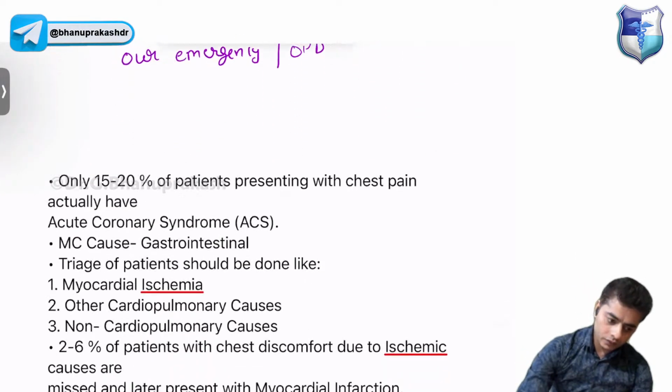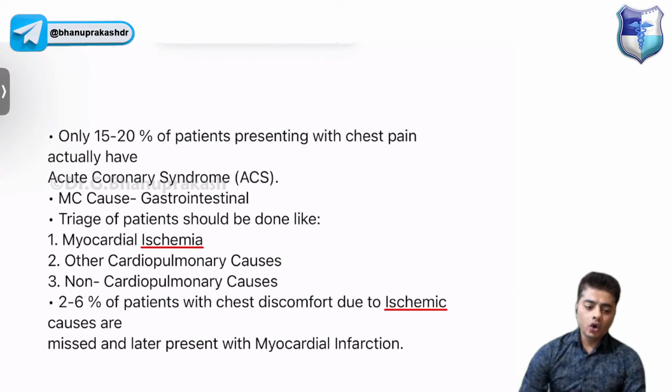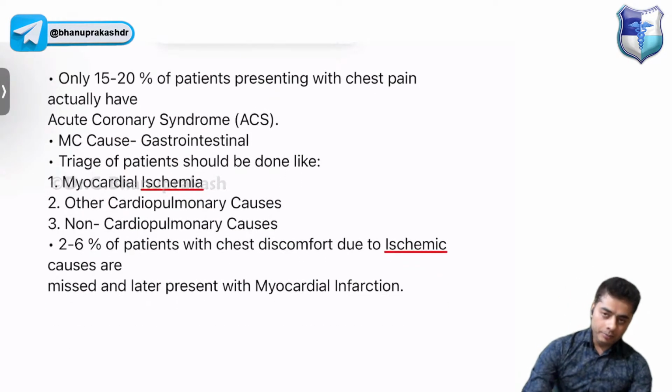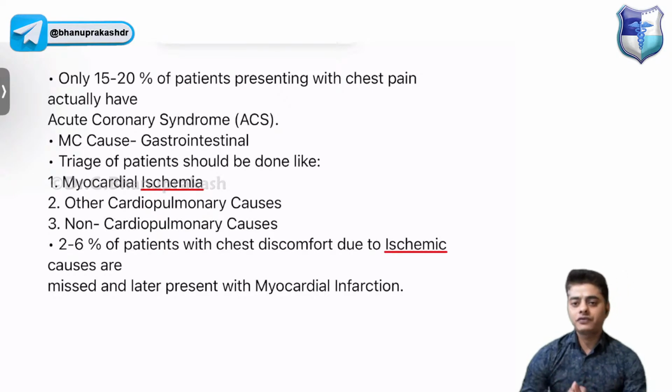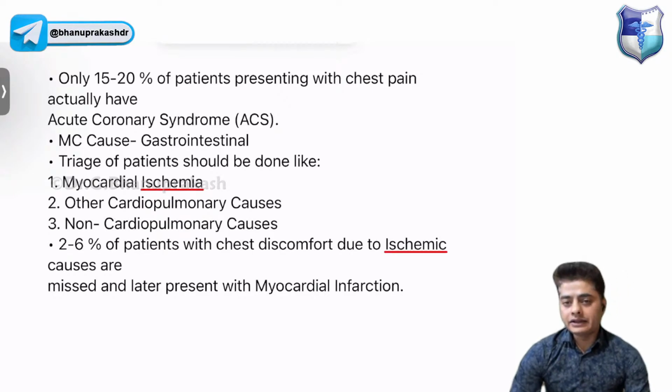Now, we will see that only 15 to 20% of patients presenting with chest pain actually have acute coronary syndrome. So majority of patients are not having acute coronary syndrome. The most common cause of chest pain is gastrointestinal. So before we go into chest pain, we should know how to triage the patient of chest pain. And there are three headings in them.